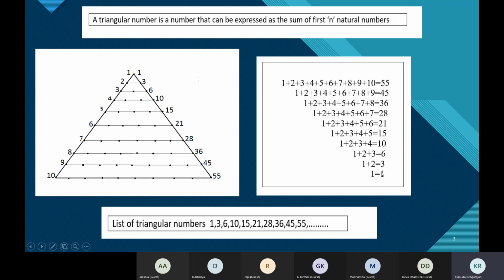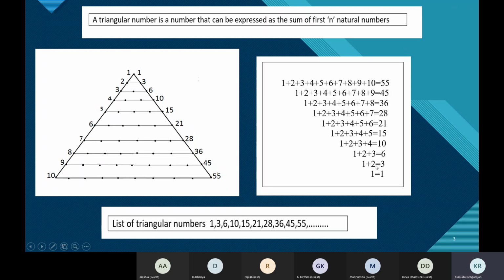So 1 is a triangular number. It's described as a sum of itself. 1 is the first triangular number. 3 is a triangular number because it can be written as 1 plus 2. 6 is a triangular number because it can be written as 1 plus 2 plus 3. 10 is a triangular number because it is 1 plus 2 plus 3 plus 4.